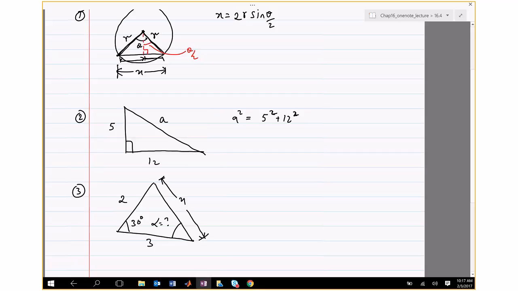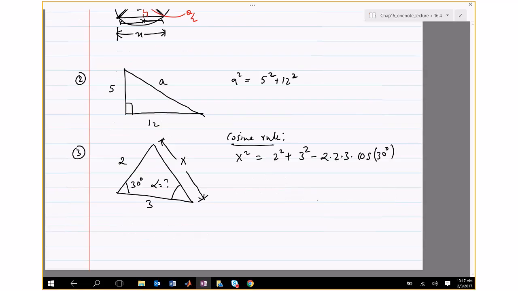So one is the cosine rule, which states that x square is 2 square plus 3 square minus 2 times 2 times 3 times cosine of 30 degrees. So this way you are able to compute x based on two adjacent sides and the angle opposite to x. It has to be the angle opposite to x. It can't be any random angle.